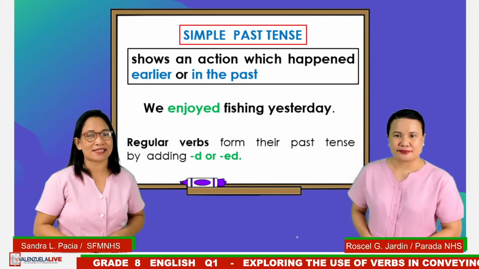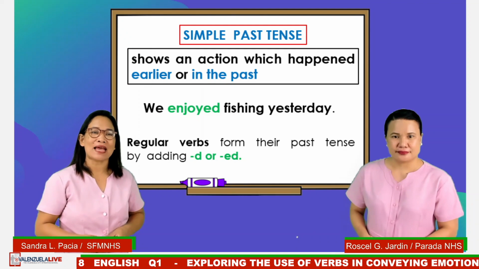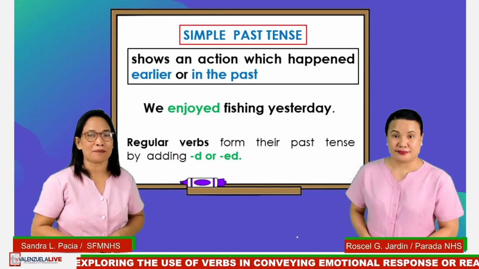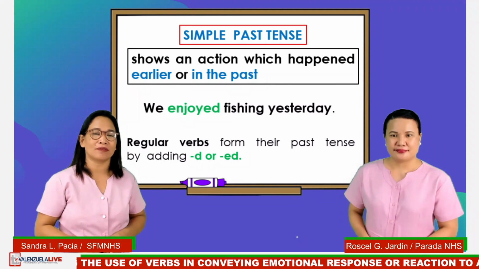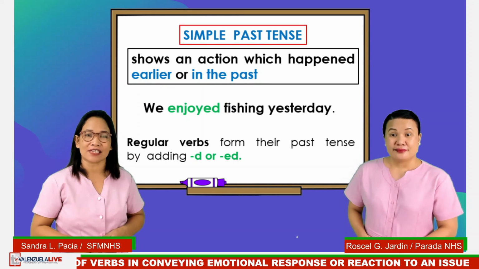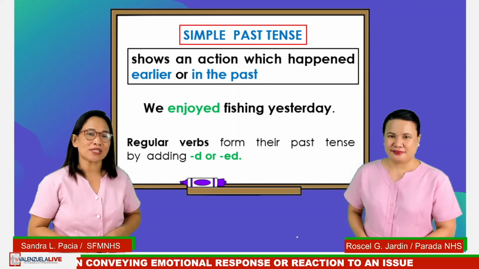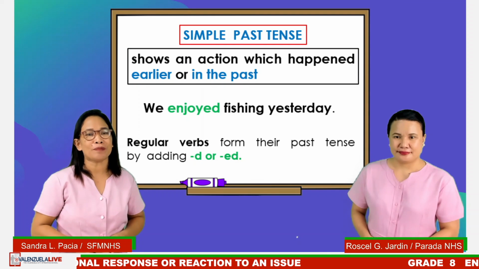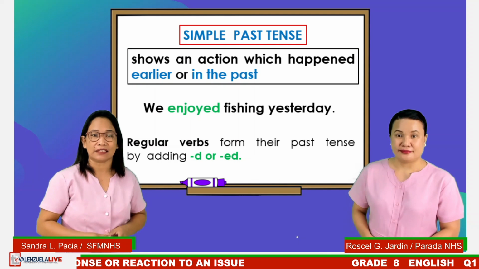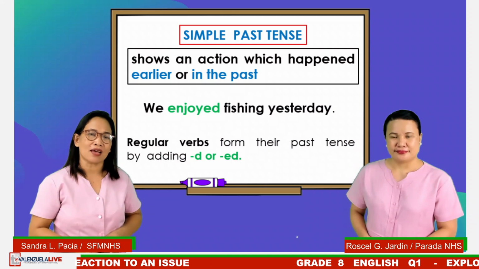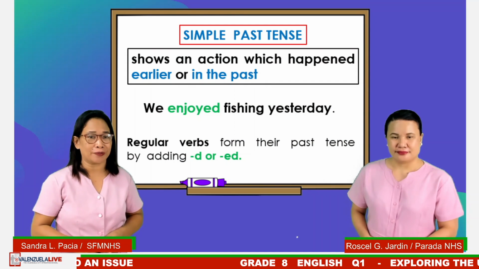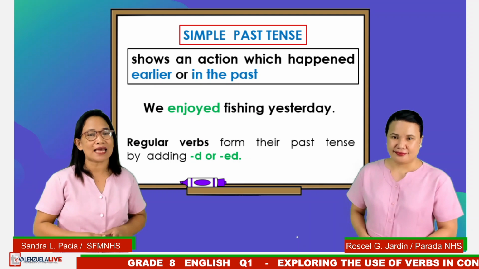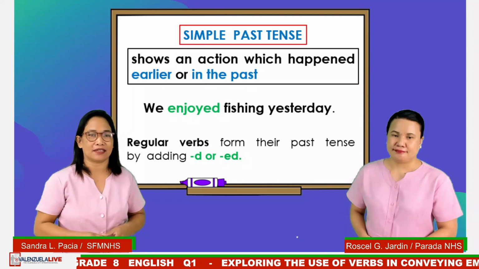Next is the past tense. Simple past tense shows an action which happened earlier or in the past. For example, we enjoyed fishing yesterday. This shows action in the past form, and you can see that the verb enjoy ends in ed. This is because it is a regular verb. Regular verbs form their past tense by adding d or ed.